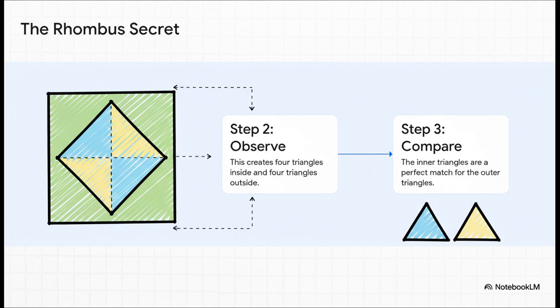You create 4 new little triangles in the corners. And the really cool part is, those 4 triangles on the outside are a perfect match for the 4 triangles on the inside. What does that mean? It means the rhombus takes up exactly half the space of the rectangle around it.